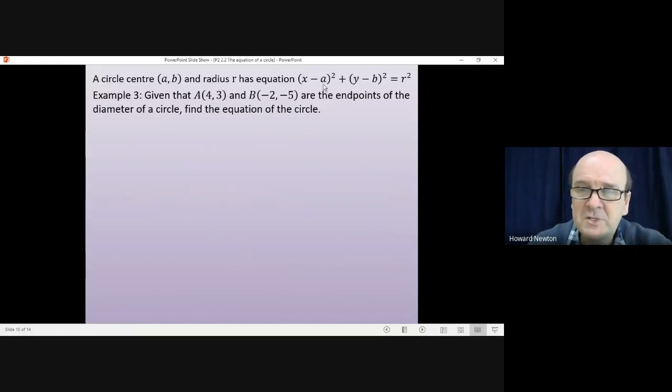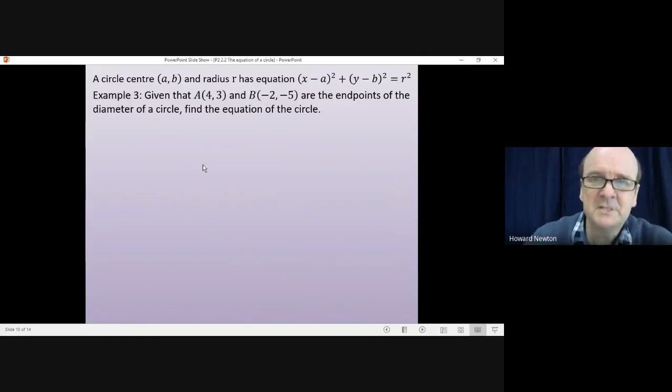Well, to work out the equation of the circle, we need to know two things. We need to know the center of the circle, (a, b). We need to know the radius of the circle. The way I'll do this is in two parts. First of all, if those are the end points of the diameter, that means I can work out the length of the diameter in the normal way using Pythagoras. The square root of the difference in the x value squared plus the difference in the y value squared. Hopefully you remember the formula. So I'll use that formula to work out the length of AB. That'll be the diameter. Half that, I'll have the radius.